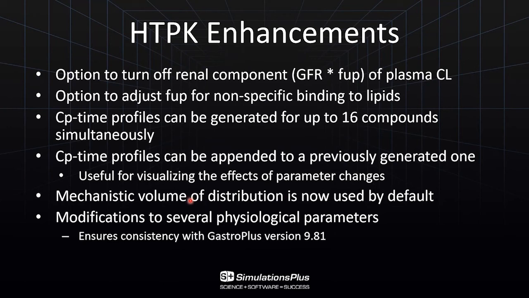We've changed the default volume of distribution input to be the mechanistic estimate, and that's based on calculated tissue Kp values. Previously, the default was ADMET Predictor's statistical model. Our user manual discusses the differences between those two approaches, and of course, you can choose whichever input is most suitable. And then finally, we've made changes to several of the physiological parameters to make them consistent with the latest version of GastroPlus, which is 9.81.